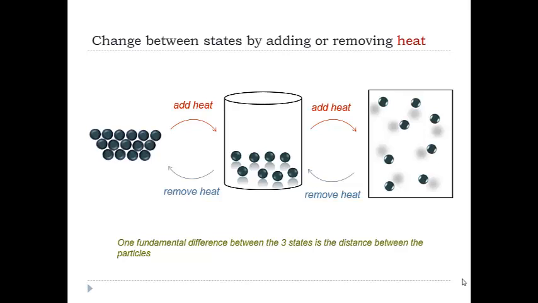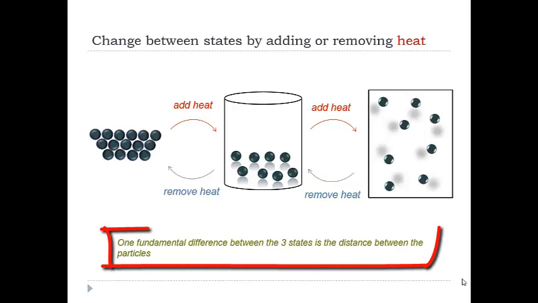Now, to change between states, we can do that by adding or removing heat. So, for example, we have 3 pictures here showing matter at the molecular level, at the microscopic level we might call it. In a solid, the particles are close together. If we add heat, those particles move a little bit further apart and we get a liquid. If we add more heat, then those particles become a gas, and they're very far apart, they're moving very fast, as I said. If we remove heat from the gas, we get a liquid. If we remove heat from the liquid, we get a solid.